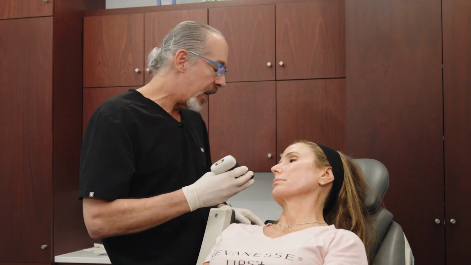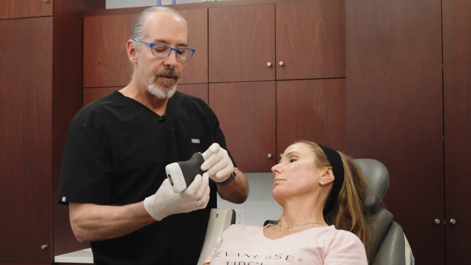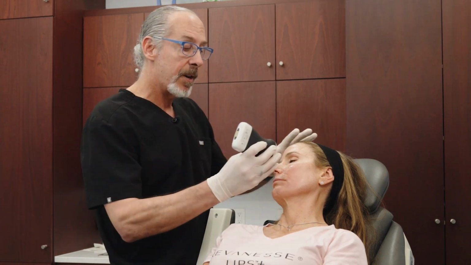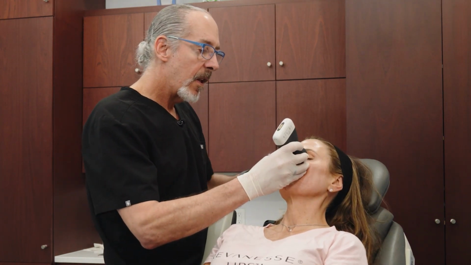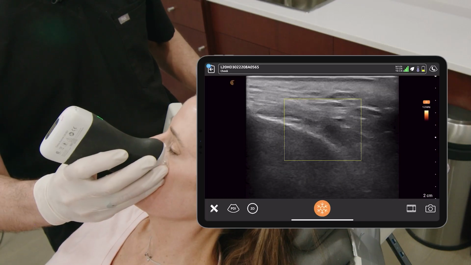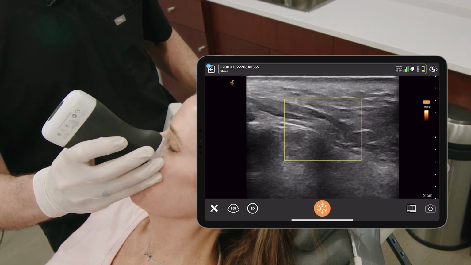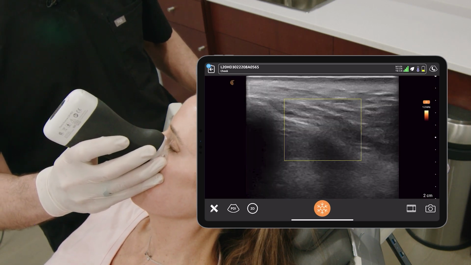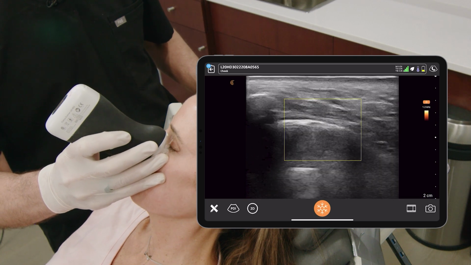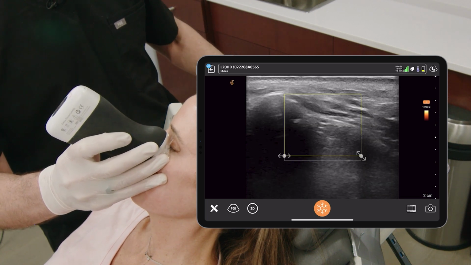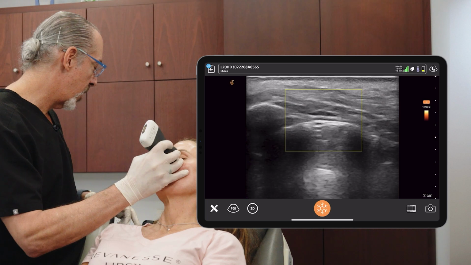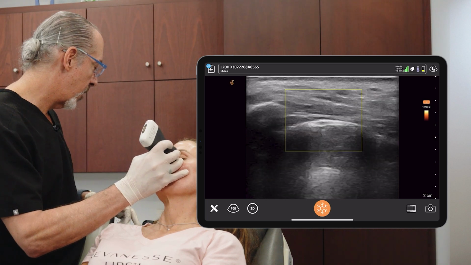So let's look at it in a vertical fashion. Remember, keep that notch upward. Let's see if we can find that notch. Right there. There we go.